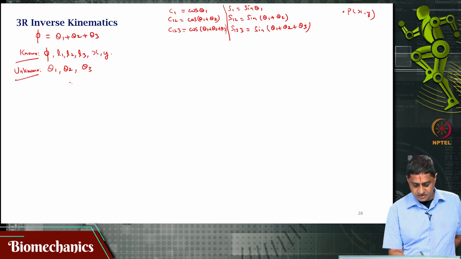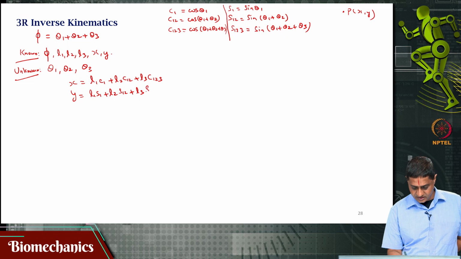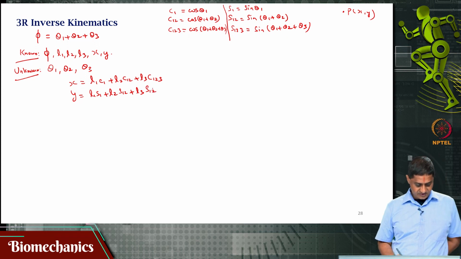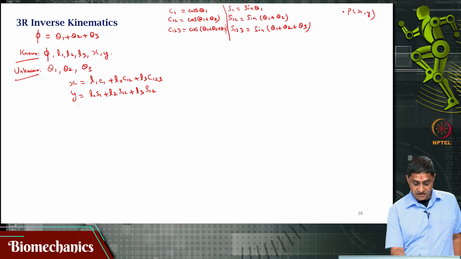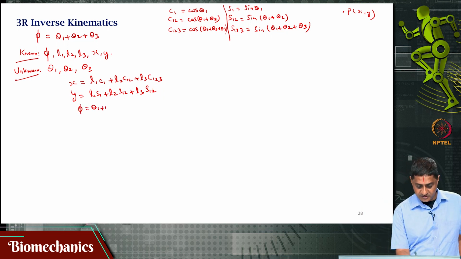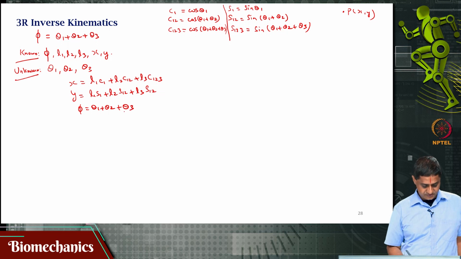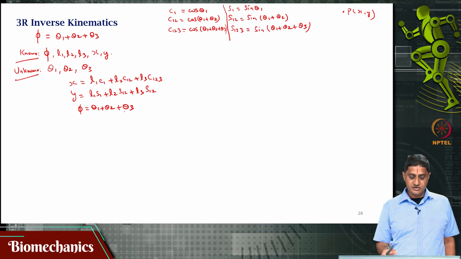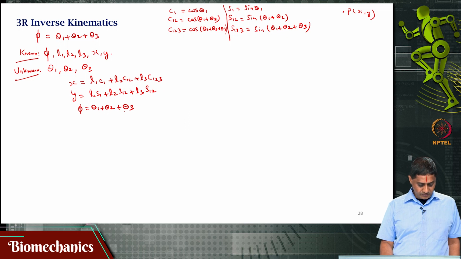Remember, I have already written in forward kinematics the value of x is L1 C1 plus L2 C12 plus L3 C123, and y is L1 S1 plus L2 S12 plus L3 S123, something that I have written. In addition, I also know phi, which is theta 1 plus theta 2 plus theta 3. This is what is known. I have also written down the notations.